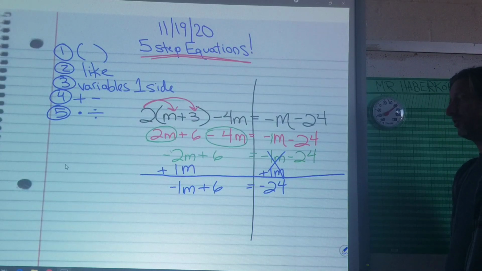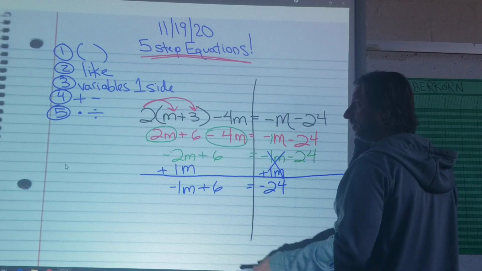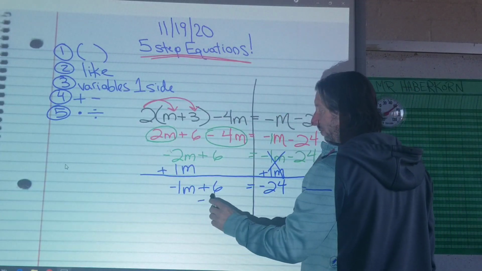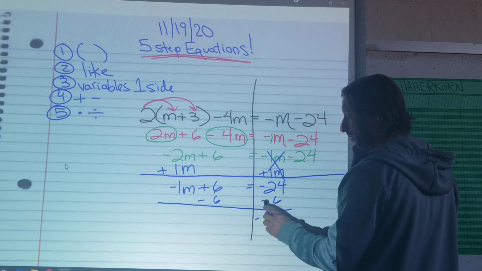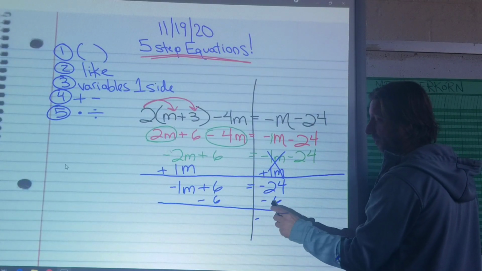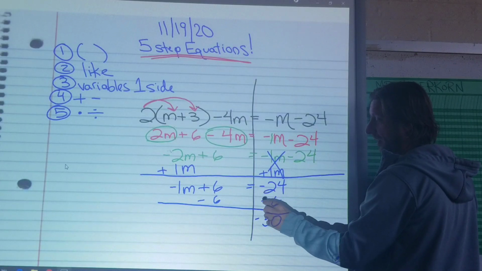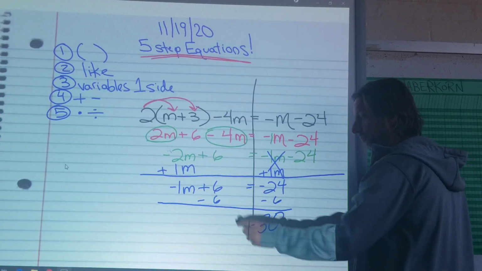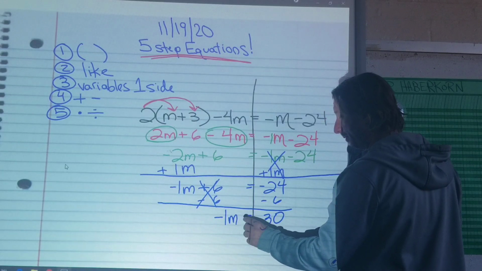Now we're getting down to a 2-step equation. We got our variables on one side. Now we're doing the adding and subtracting. Same signs, we add and keep the sign. 24 plus 6 is 30. We keep that negative sign, okay? Those are gone. -1m, all right.